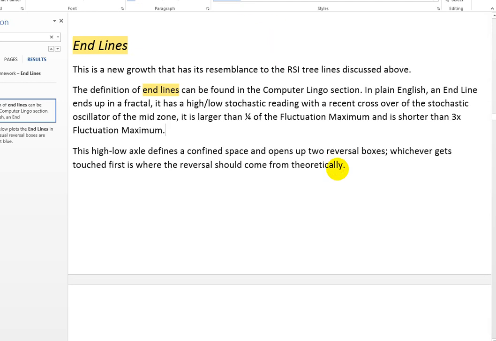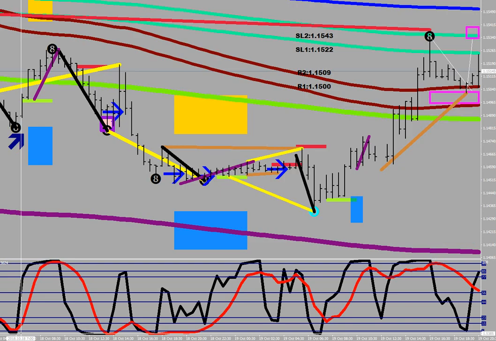Here we go, end lines. So this is what my book would say about the end lines. Plain English, the end line ends up in a fractal. It has a low-high stochastic reading with a recent crossover of the stochastic oscillator of the mid zone, and the size of the end line has a minimum 1/4 of fluctuation zone. Yeah, the 1/4 of fluctuation maximum, and shorter than 3 times fluctuation maximum. Okay, let's go back on the screen.